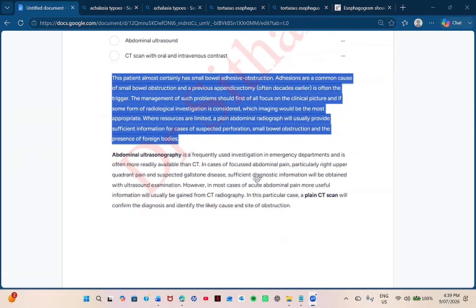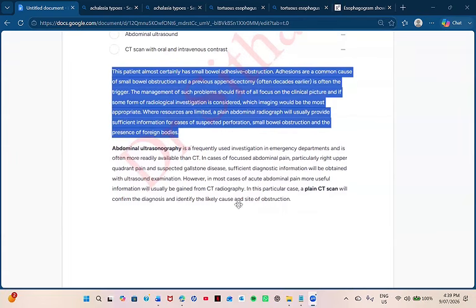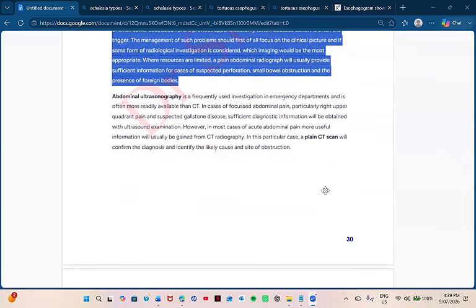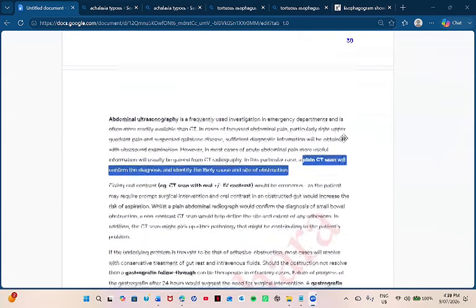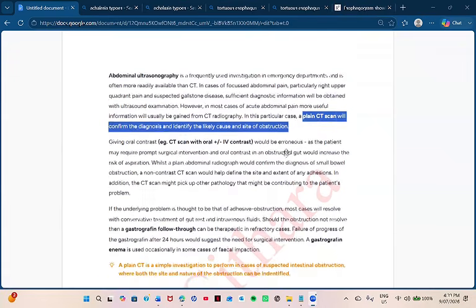In the case of focused abdominal pain, particularly right upper quadrant pain where gallstone disease is suspected, sufficient diagnostic information will be obtained through ultrasound. However, in most cases of acute abdominal pain, more useful information will usually be gained from CT. In this particular case, the plain CT scan will confirm the diagnosis and identify the likely cause and site of obstruction, right?